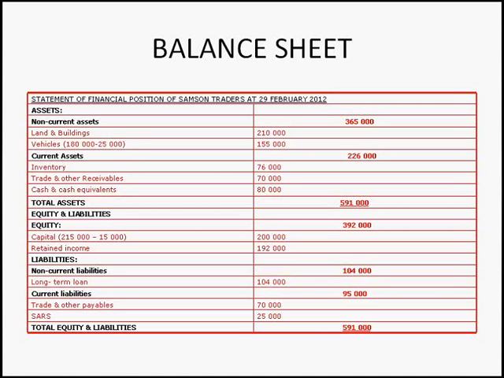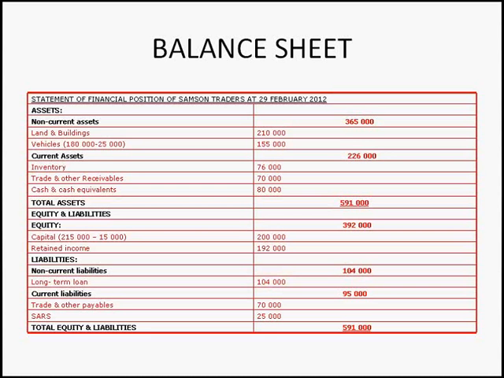Okay, so let's start at the top, assets. Assets, we said, consists of non-current assets and current assets. So if I look at my trial balance, what did I classify as non-current assets or fixed assets? There were only two: there was land and buildings, and there was vehicles. Under current assets, I have three. I have inventory, or my stock. I have trade and other receivables, in other words, my debtors. And then I have cash and cash equivalents, which in this case includes my bank.